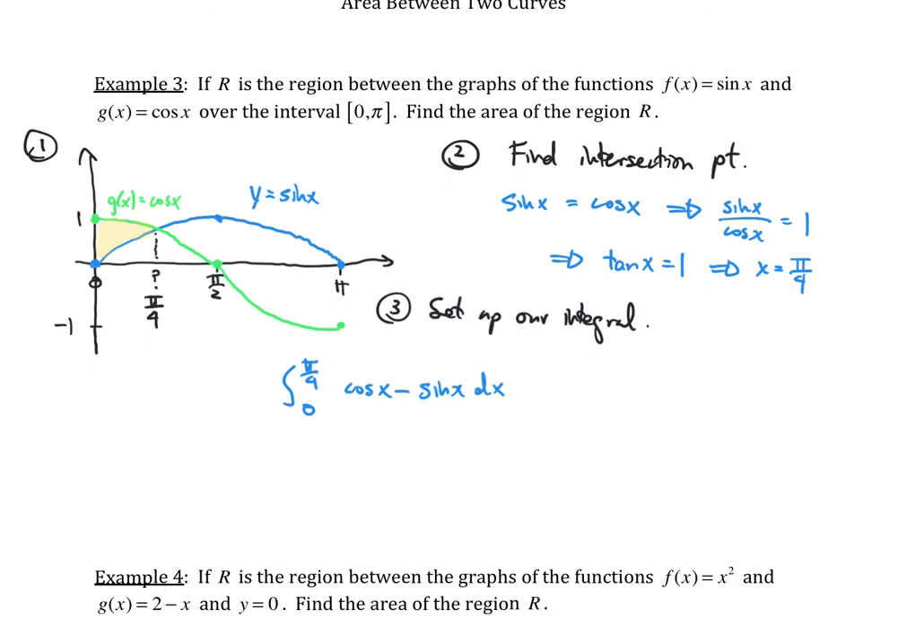Now, for the second area, I need to subtract them in a different order. So from pi over 4 to pi, this time the blue graph is on top. I hope you can see that right here, right? The blue graph is above the green graph over here. So my integral is going to become sine of x minus cosine of x dx, okay? And that's really calculating this red area over here. So all of this red area, this is what the second integral is calculating.